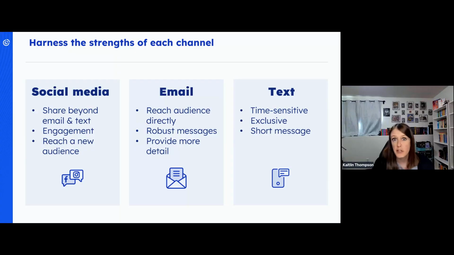And you definitely want to use them all together. Like I said, there's ways to do that. So you could start a conversation on social media about a topic, then follow up via email, going more in depth on that topic and talking to your audience directly. And then with a text message, you could call out something urgent or exclusive pertaining to that topic. Maybe a reminder or a deadline or something they need to know immediately about that campaign.